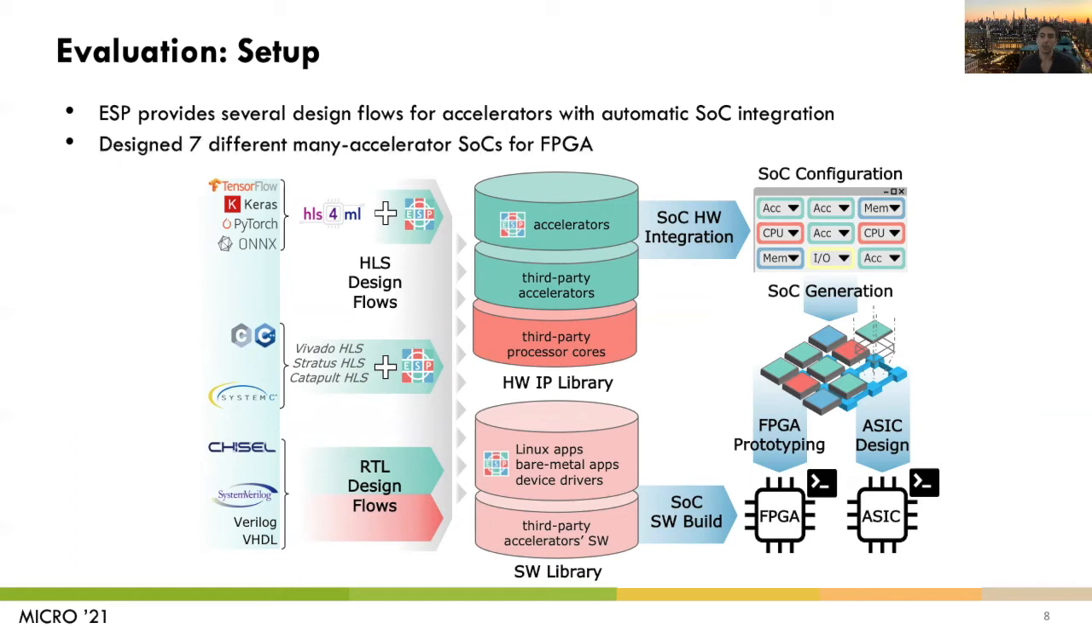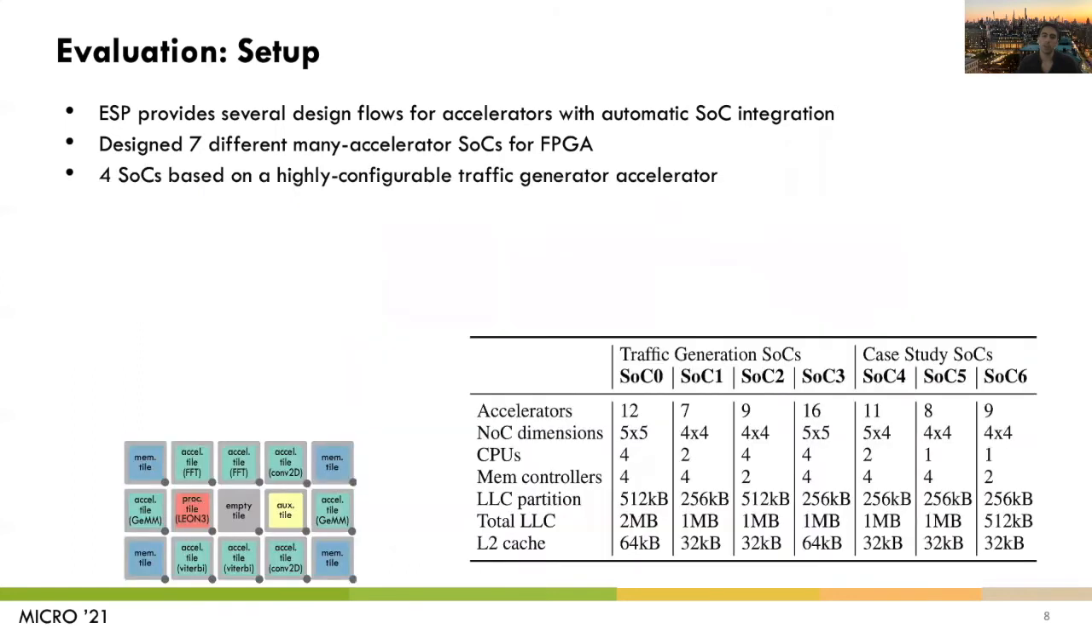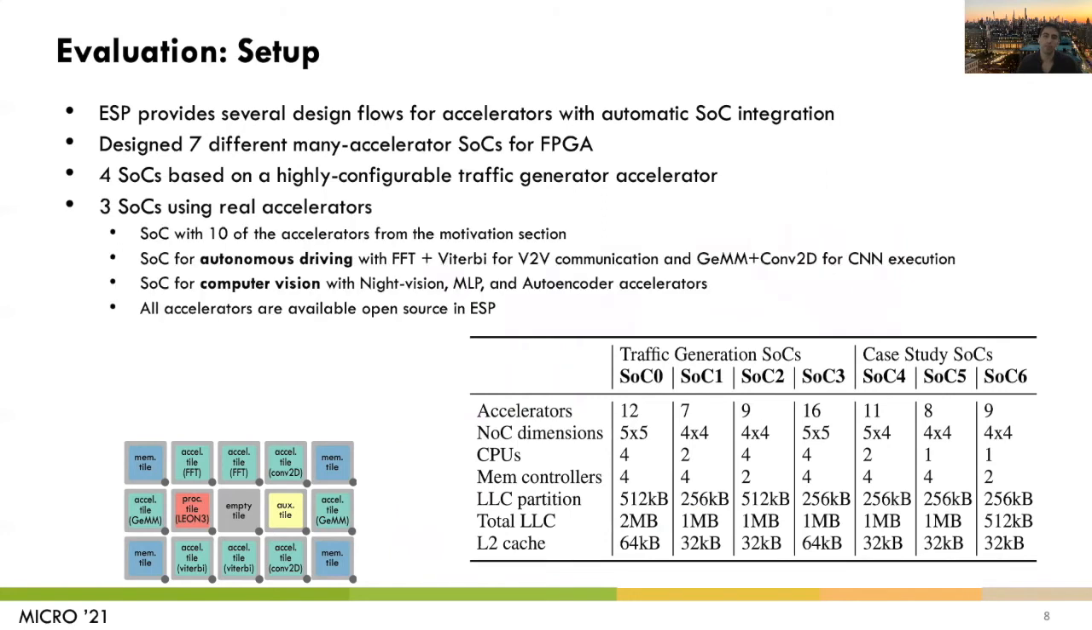We use several accelerators available in ESP to design 7 different many-accelerator SoCs for FPGA. 4 of these SoCs are based on a highly configurable traffic generator that allowed us to study a wide range of communication properties with the effort of only one design. 3 SoCs use real accelerators. 1 contains 10 of the accelerators from the motivation section.